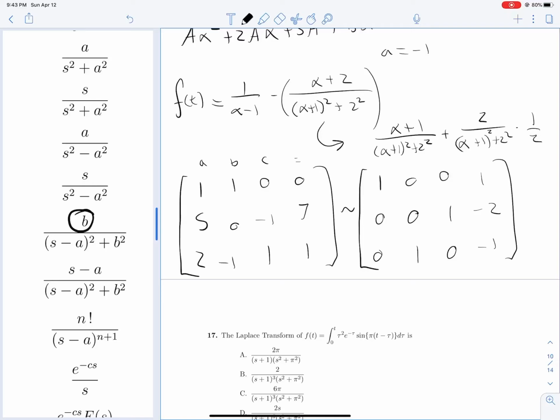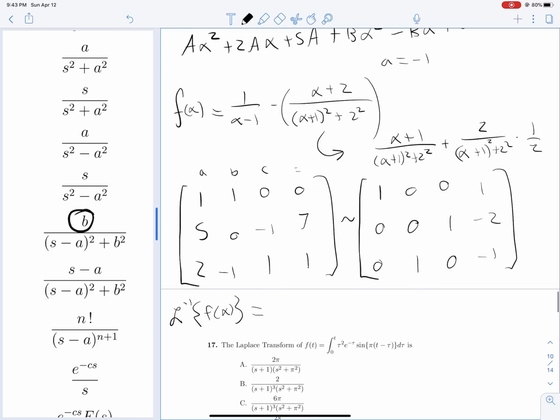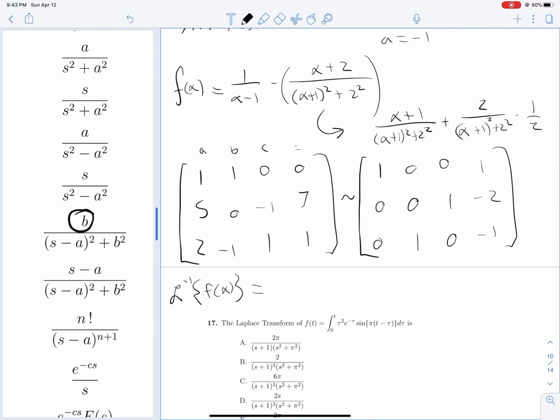This is not f of t. This is f of alpha. Let's take the inverse Laplace transform of f of alpha, and our first term will just be e to the t, 1 over alpha minus a. That a value will go up into the exponent, so we get e to the 1t. Then secondly, we have our minus sign that was sitting out here all lonely times the quantity.